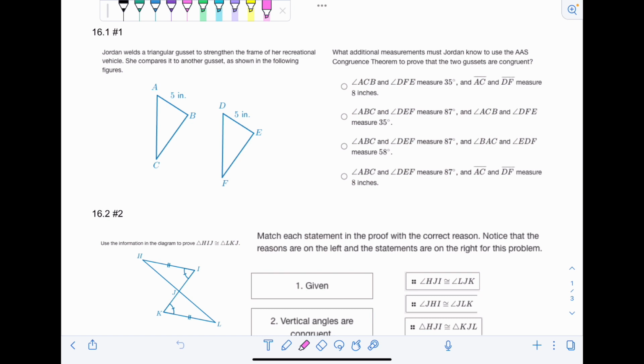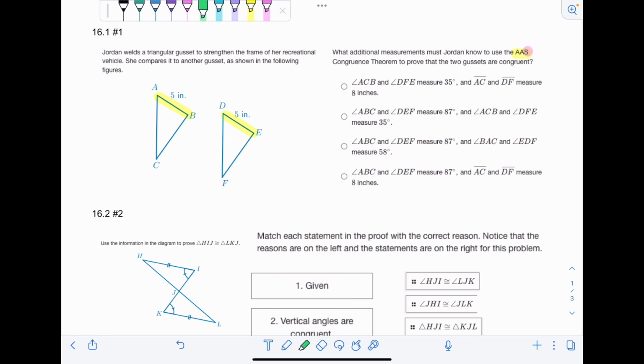what additional measurements must Jordan know to use the angle side AAS congruence theorem to prove that the two gussets are congruent? So she wants to use the angle side congruence theorem. She already has one pair of corresponding sides that are congruent. She has side AB and side DE that are both 5 inches. Those are corresponding, they're congruent. So she already has the S part of that theorem.